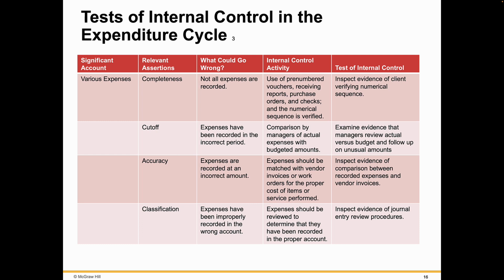And then when we're looking at the expenses, we're doing something very similar as well. For completeness, we are looking at the numerical sequence. We are also examining evidence to make sure that we compare budget to actual and that any unusual amounts are addressed. And then when we're looking at accuracy, we're trying to inspect evidence between the expenses and the invoices. And for classification, we're looking at the journal entries to ensure that they were recorded properly.